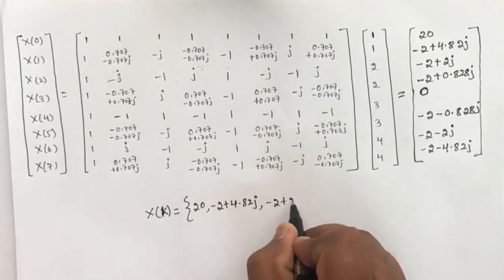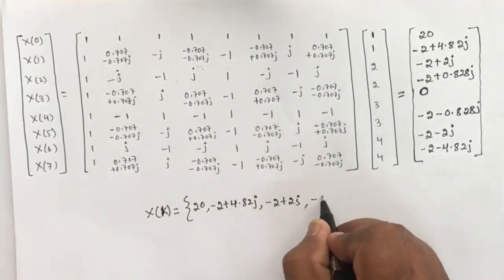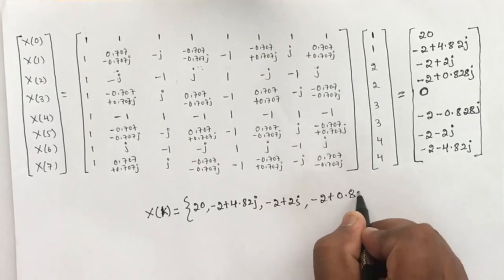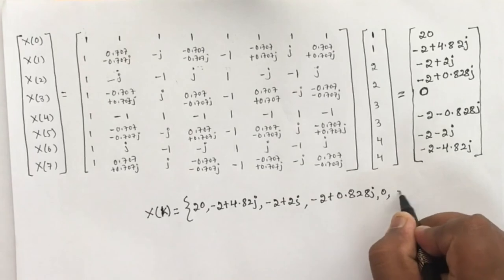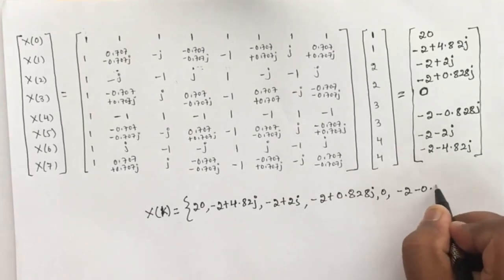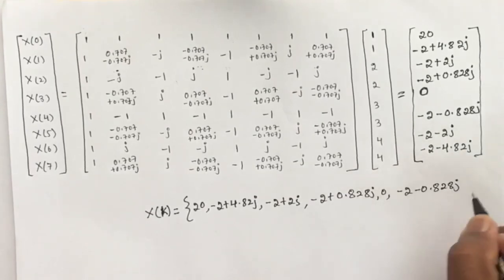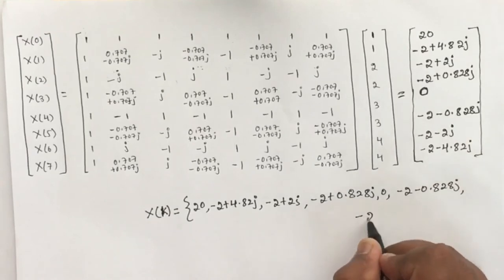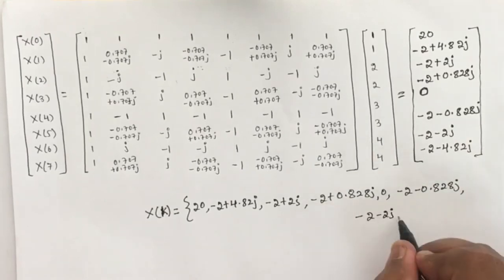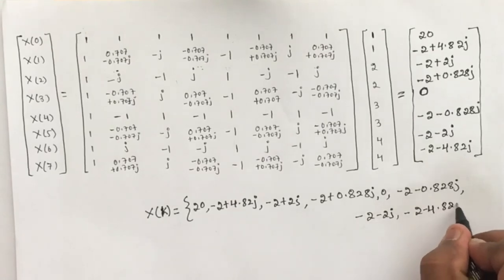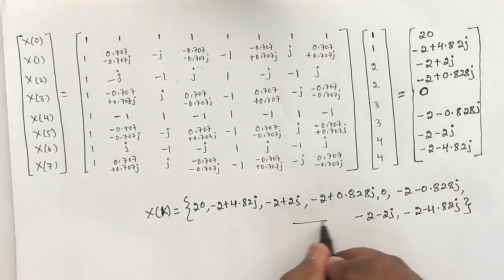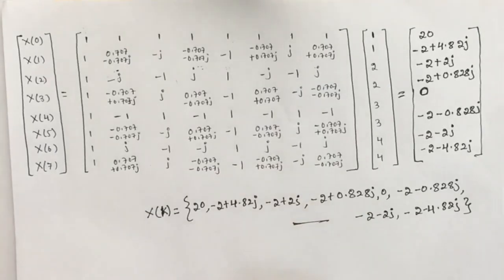minus 2 plus 0.828j, 0, minus 2 minus 0.828j, minus 2 minus 2j, minus 2 minus 4.82j. So this is the 8-point DFT for the given sequence.